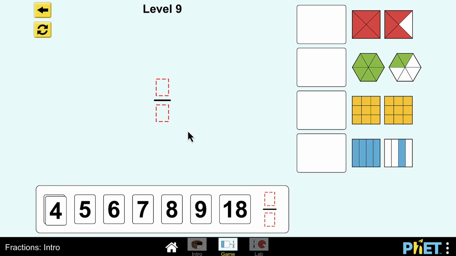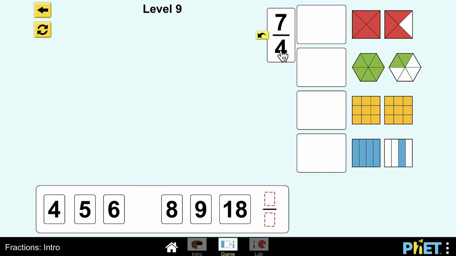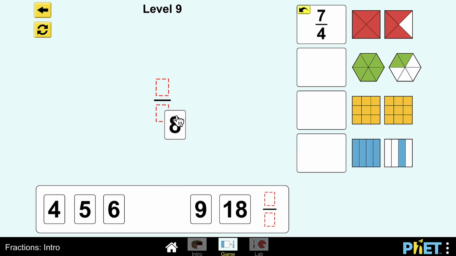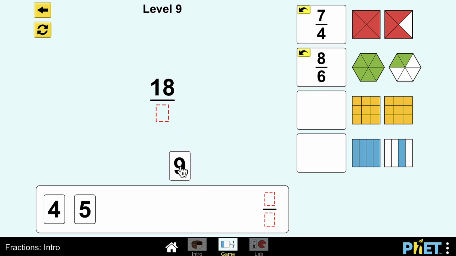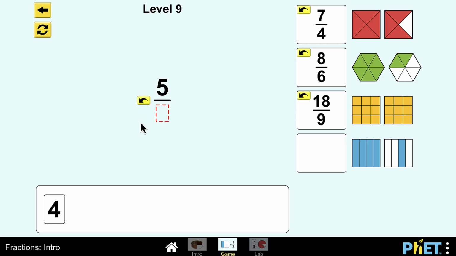2 more levels. Level 9. The first one is 1 whole and 3/4. Or we can say 7/4. What about the second one? The second one is 1 whole and 2/6. If you count them, these are 8/6. Luckily I have both numbers, so 8/6. This is 2 whole, so I could use 18/9. What about this? This is 1 whole and 1/4, or 5/4.